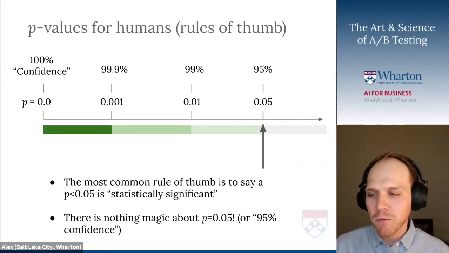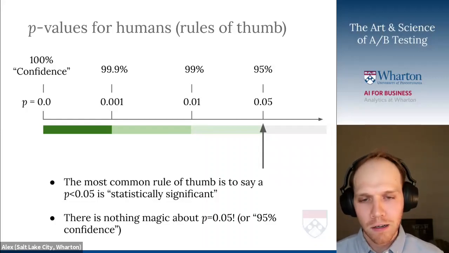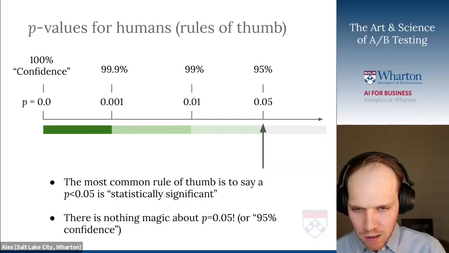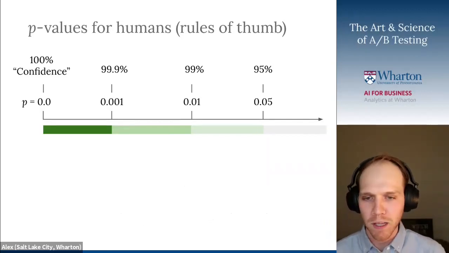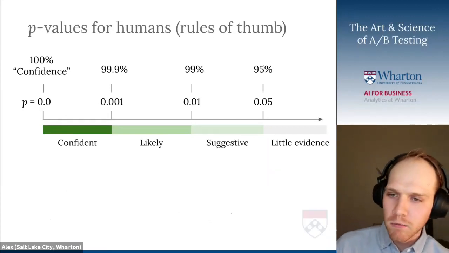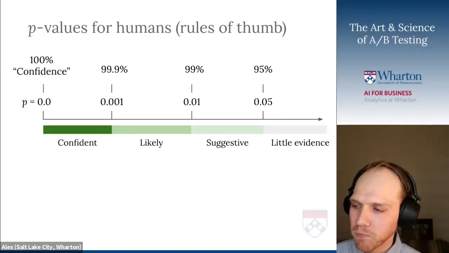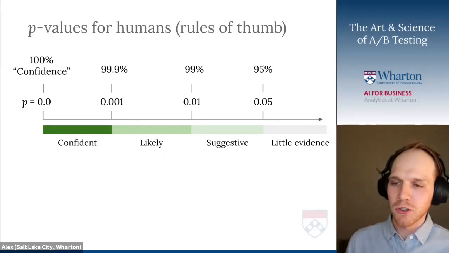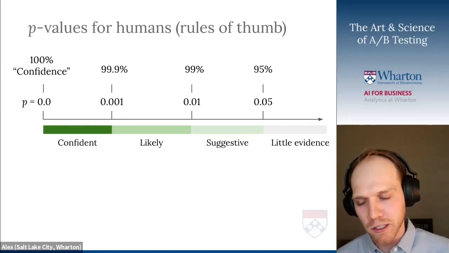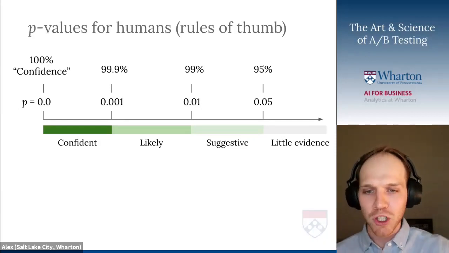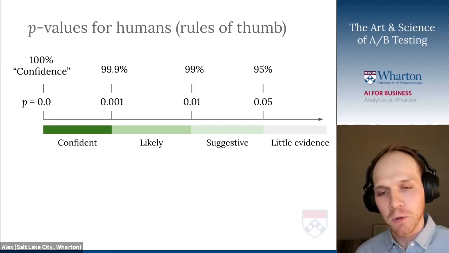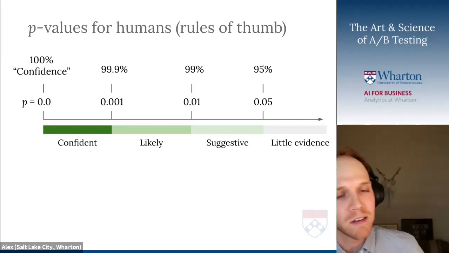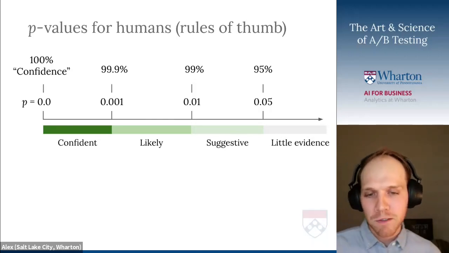I am going to encourage you to feel liberated to move away from this kind of binary thinking of how classical statistics has been designed. I want to empower you to interpret these statistics in ways that actually make sense and are more intuitive for you as a human being, right? And the way I'm going to do this is to break up the interval of p-values into these humanly interpretable terms. So if you observe a p-value lower than 0.001, I say that you can interpret that result as being fairly confident that there's a meaningful difference between the two versions in your experiment. Similarly, a p-value between 0.001 and 0.01, you can think of as likely there's a difference between the variations in your experiment. A p-value between 0.01 and 0.05 is suggestive, and p-values larger than 0.05, I think, constitute very little evidence that there's really a meaningful difference between your two variations.